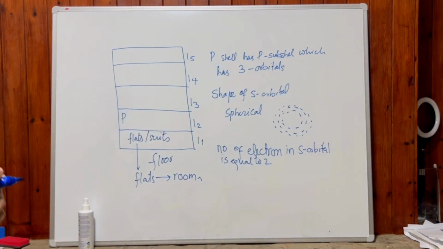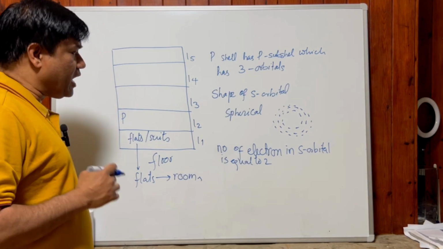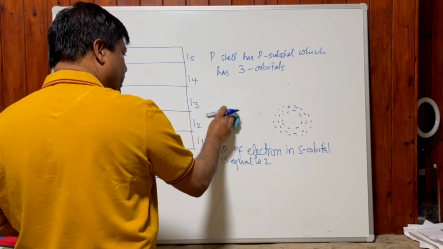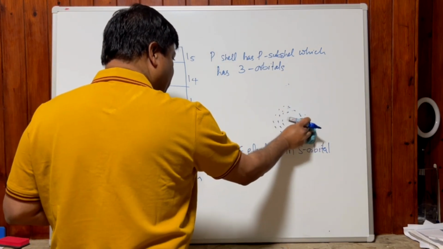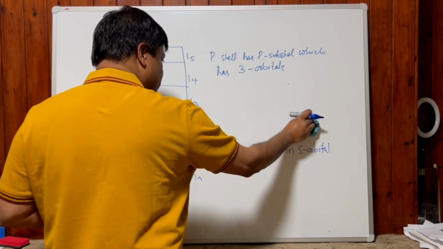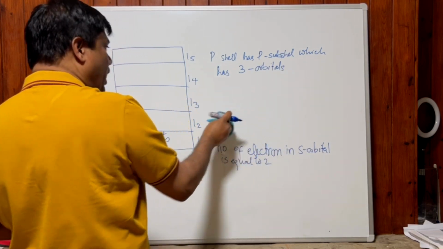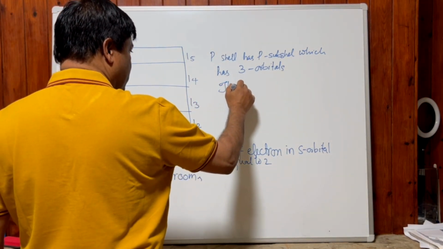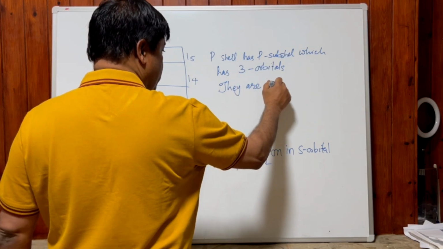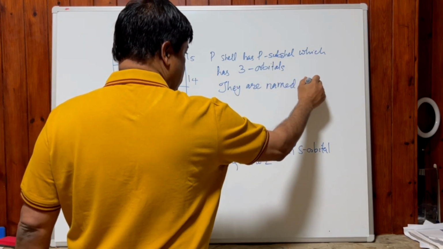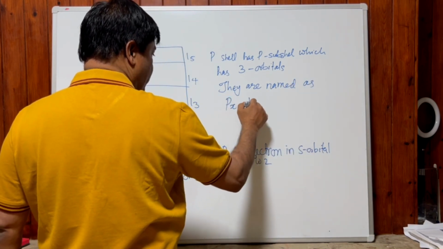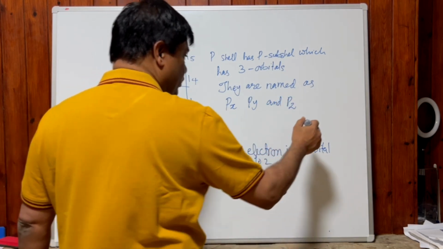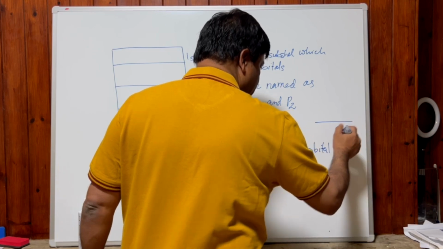And we can name them as px, py, pz. Why? They are on the x-axis. They coordinate on the x-axis, y-axis, and z-axis. They are named as px, py, and pz.